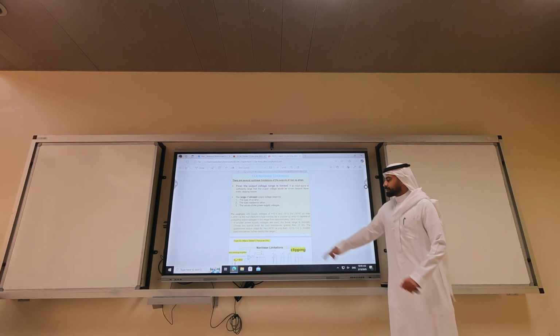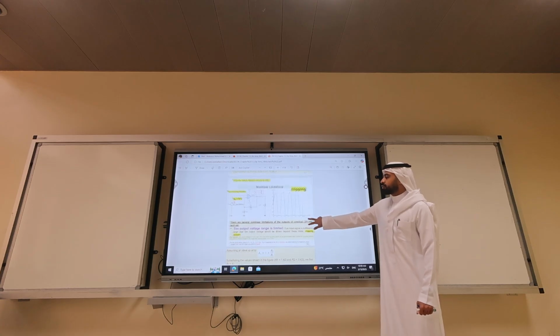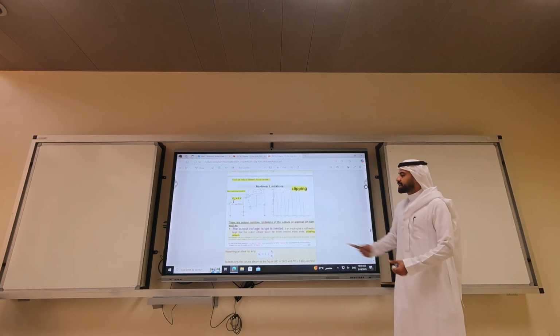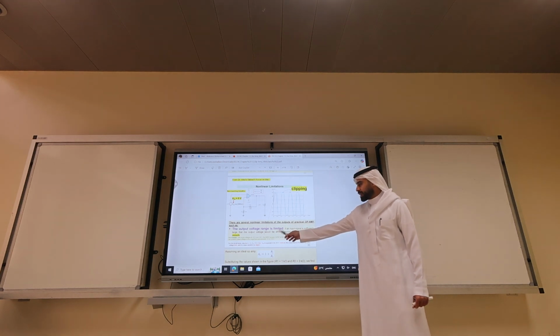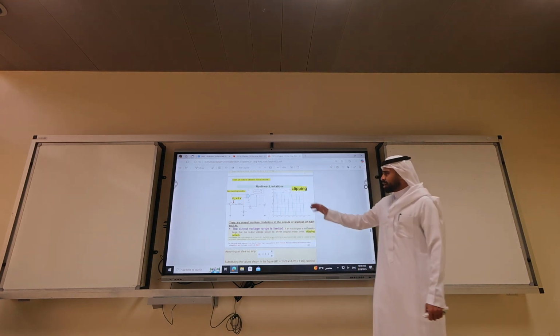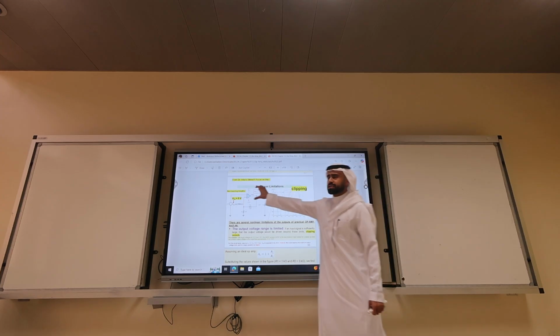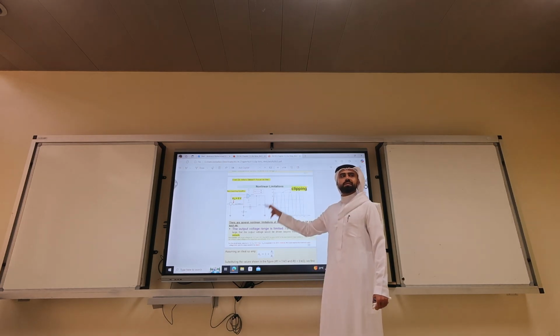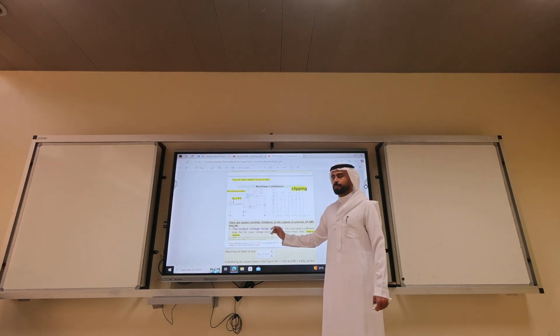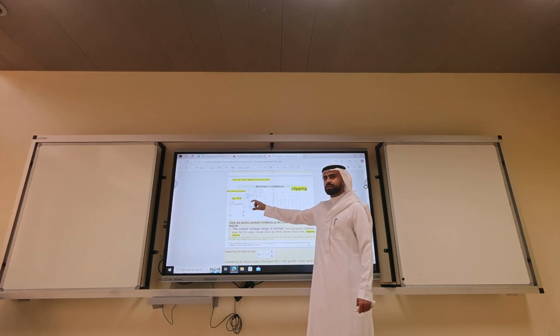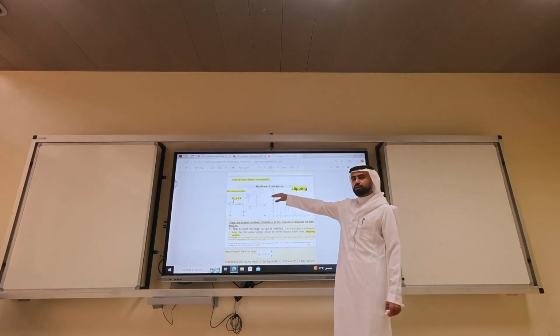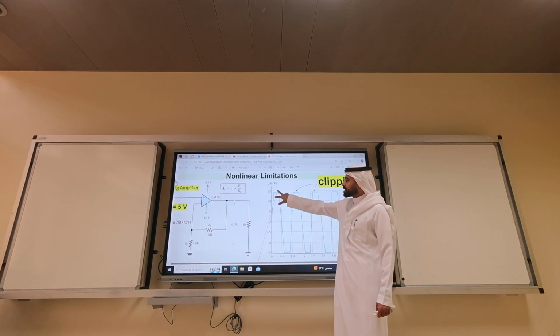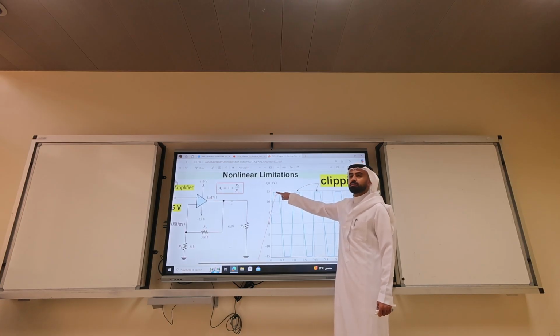So what is clipping? The output voltage range is limited. If the input signal is sufficiently large, then the output... What drives the limitations? 15 and minus 15. Get it? So if you have an input of 5 and a gain of 20, your output should be 20 and minus 20. Because the supply is 15 and minus 15, it will clip just before 15. Not at 15, just before 15. Maybe 14.5, for example. Okay?